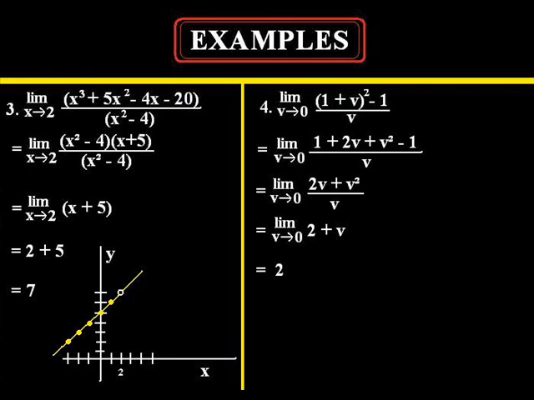So that gives us the limit as v approaches 0 of 2v plus v squared divided by v, because the 1's go away. After this, we obtain the limit as v approaches 0 of 2 plus v, because the v on the bottom will cancel out with one of them on the top. And the result of this, after plugging in v equals 0, is 2. Alright, that was pretty simple. Nothing hard about that. Let's move on to example number 5.